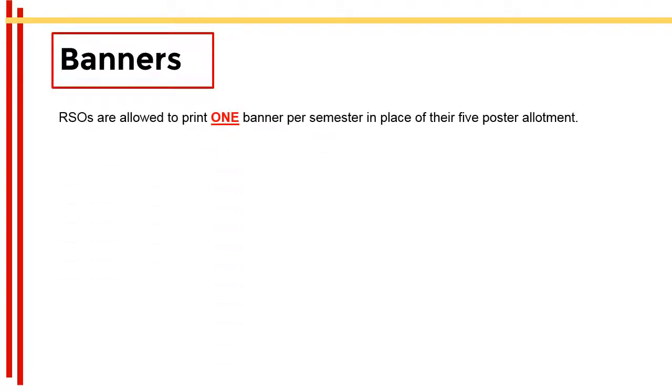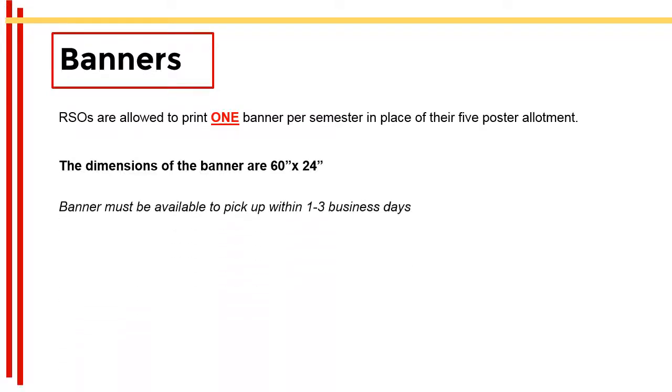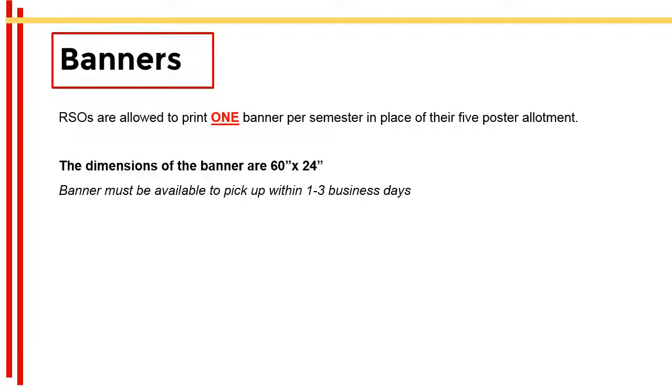The banners are really similar to the poster. RSOs are allowed to print 1 banner per semester in place of their 5 poster allotment. So an RSO can either have 1 5-foot by 2-foot paper banner, or they can have their 5 11 by 17 posters per semester. The banner must also be available to pick up within 1 to 3 business days, and the steps are exactly the same.